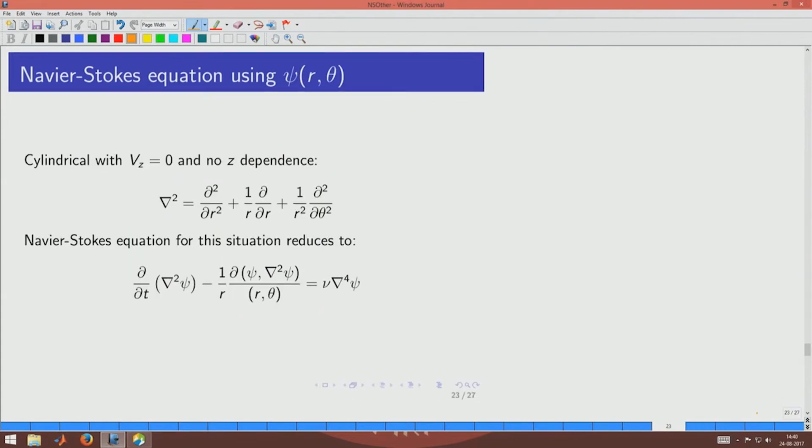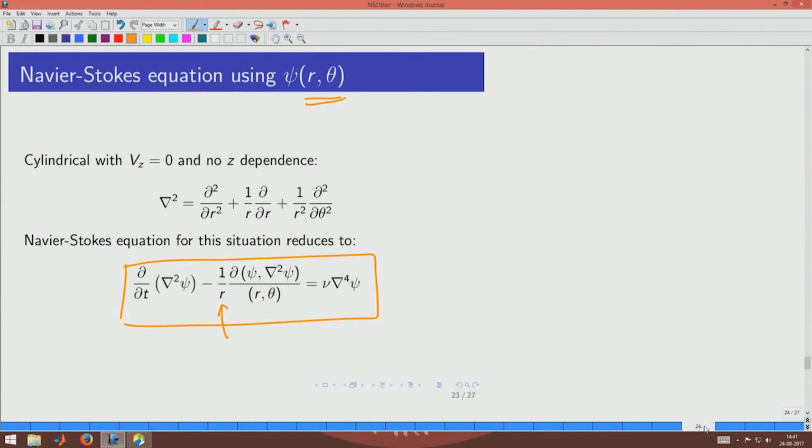So, if you take a cylindrical coordinate system, for example, r, theta, that is a planar flow in a cylindrical coordinate system. The z direction velocity is not playing a role, so it looks the same way. The only thing is that there is an additional term that is coming in because of the curvilinear coordinate system that we have used, but the nature of the form is the same.